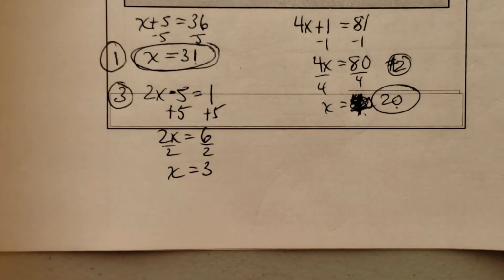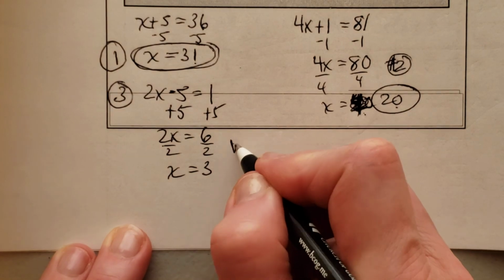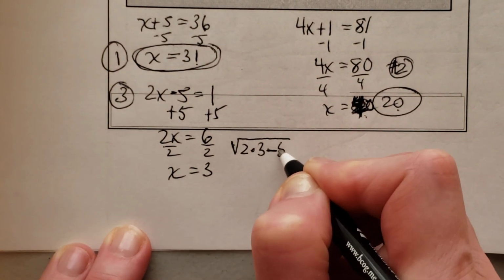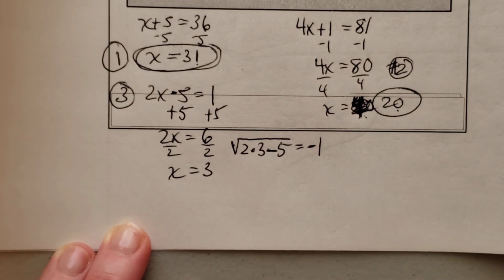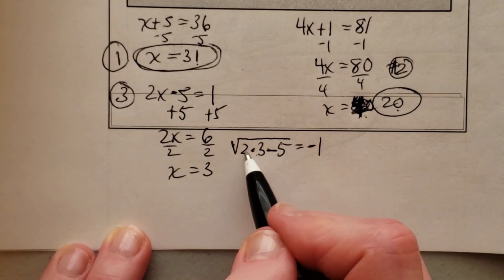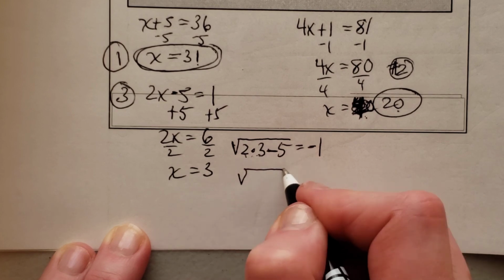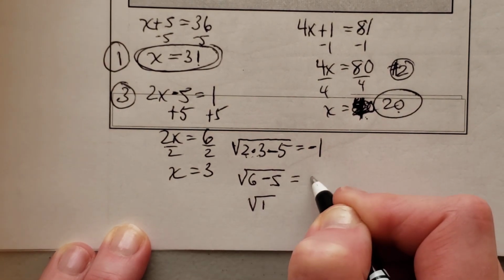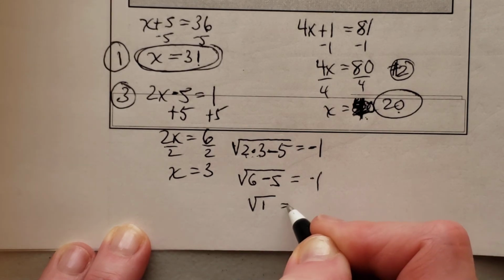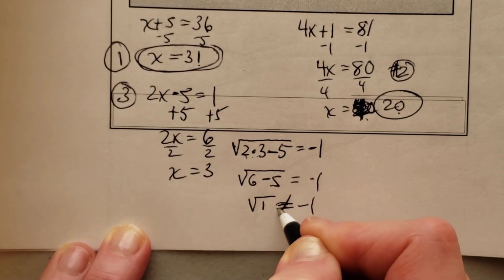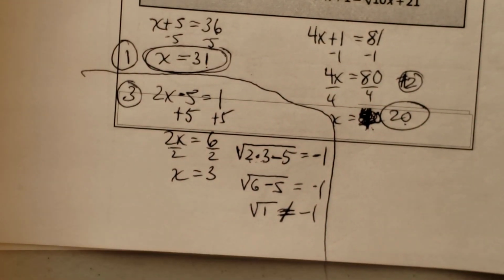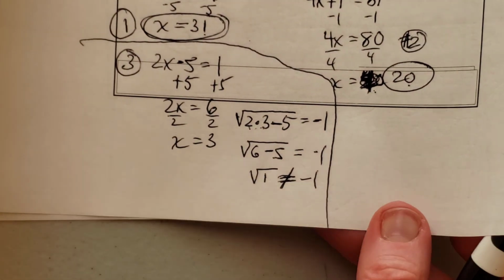So then, like all problems, I have to check my answers. So if I plug in 2 times 3 minus 5, I want to see if I get negative 1. Well, 2 times 3 is 6. 6 minus 5. Does 6 minus 5 equal negative 1? Nope, it equals positive 1. So we have no solution. Number 3 is no solution.